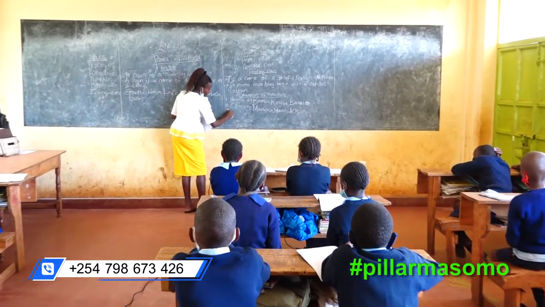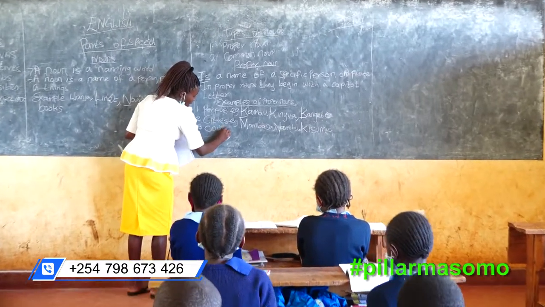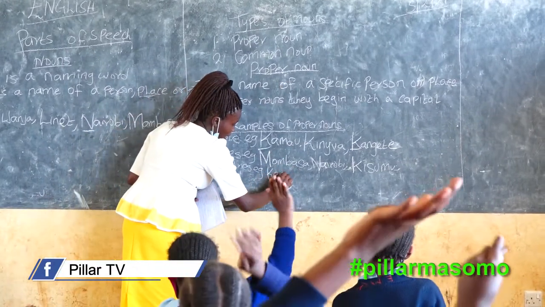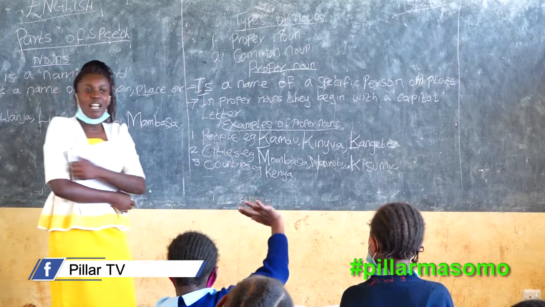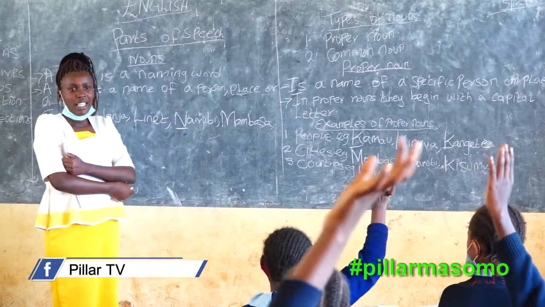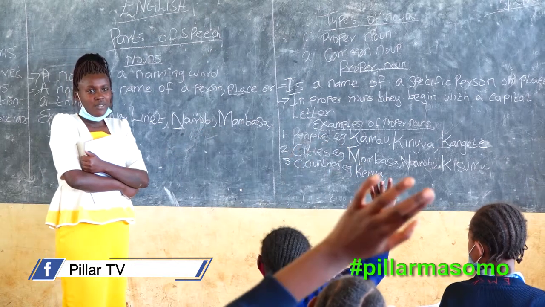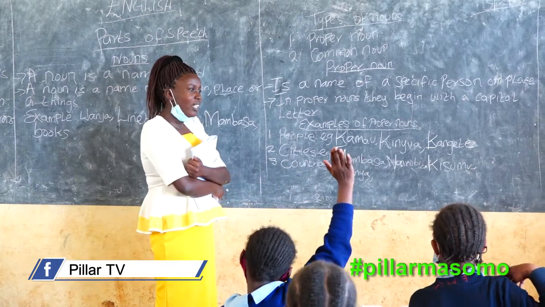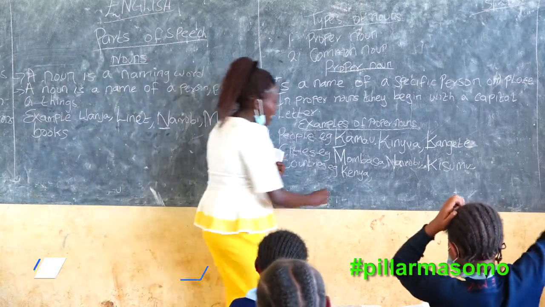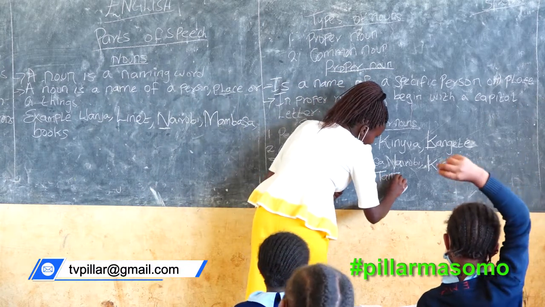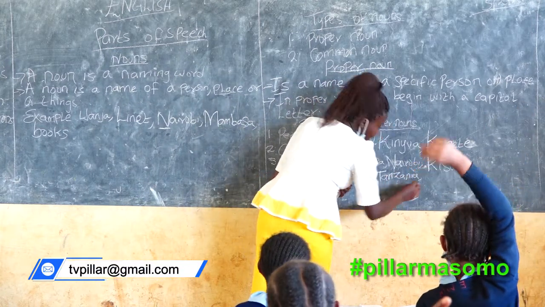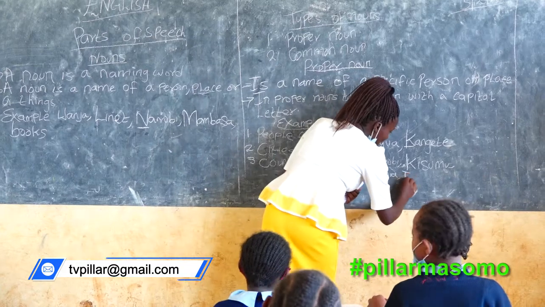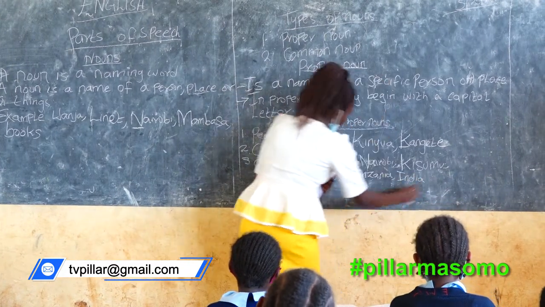The other category is countries. An example of a country: our country, Kenya. Another example of a country, Kirinyaga is not a country. Kirinyaga is a county. Tanzania. Another example, India. And many other examples, okay?